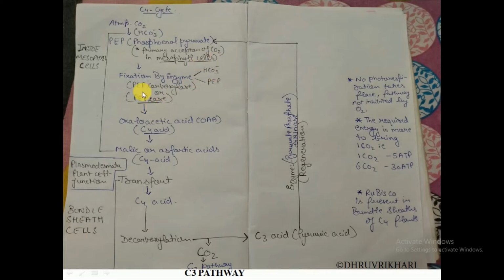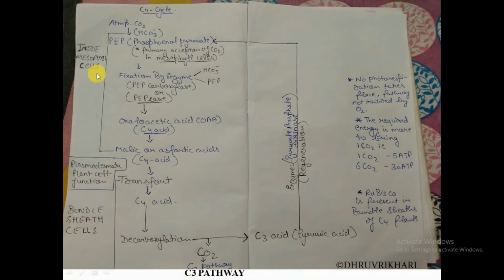With the help of this PEPcase enzyme we get the C4 acid, which is oxaloacetic acid. This oxaloacetic acid is not a stable compound, so it is further transformed into malic or aspartic acids, which are more stable than oxaloacetic acid. And now these malic or aspartic acids are transported through plasmodesmata, which is the plant cell junction, into the bundle sheath.